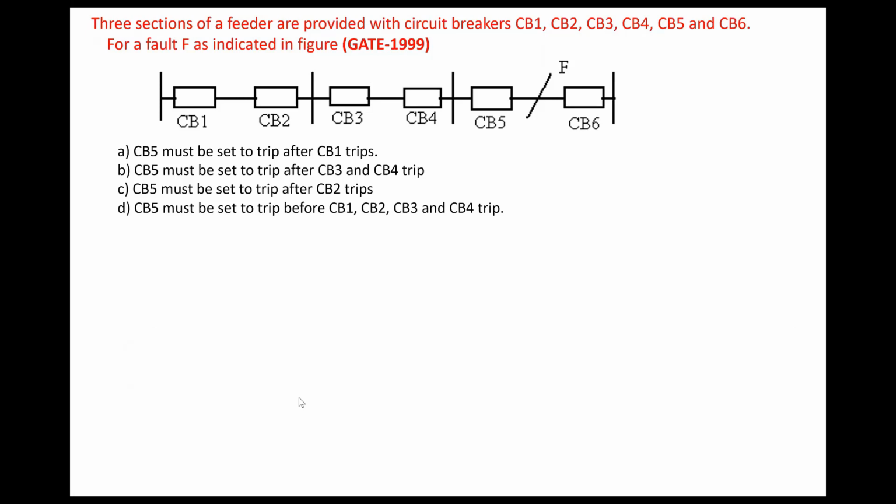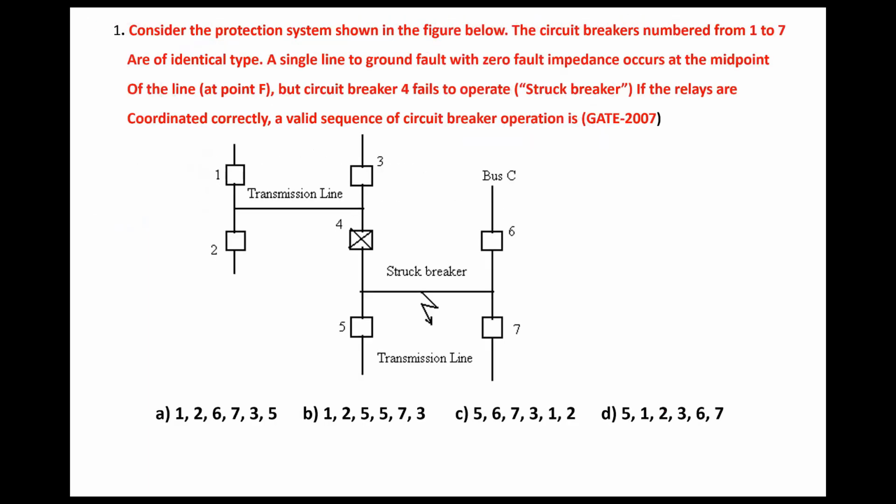Option D, sir. Yes, circuit breaker 5 must be set to trip before circuit breaker 1, 2, 3 and 4. Why? Because circuit breaker 5 is the zone circuit breaker that should clear that fault. That means if circuit breaker 5 fails, then only circuit breaker 4 should trip, then circuit breaker 3, like that. So circuit breaker 5 must be set to trip before CB1, CB2, CB3 and CB4. Simple, straightforward question. Now read this question and try to answer.